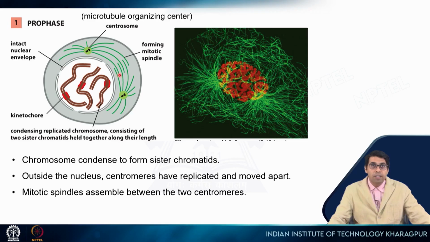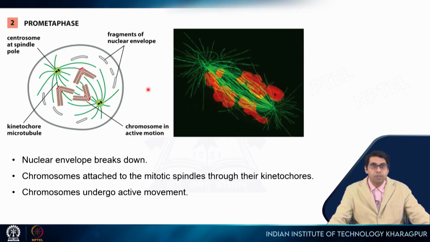They are moving apart, and these green lines that you see, these are microtubules. They push each other, and that results in these two centromeres or centrosomes moving apart. This is an actual fluorescence image. In this case, the DNA is colored red, that is a red dye, and the microtubules are colored green because they have bound to green dye. We will see these two images for all the different stages, right. Now, mitotic spindles assemble between the two centromeres. These are the mitotic spindles.